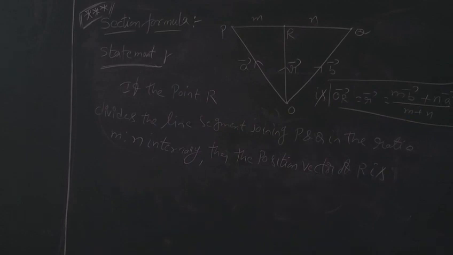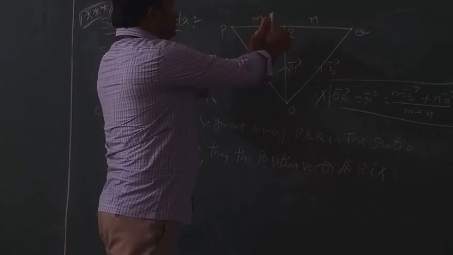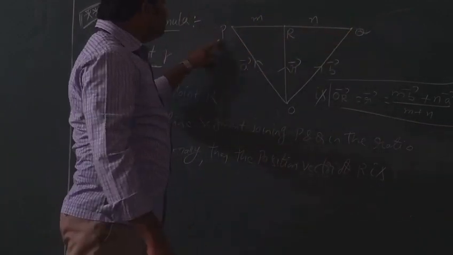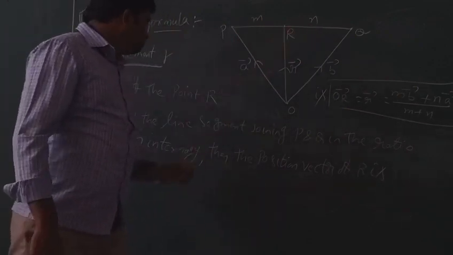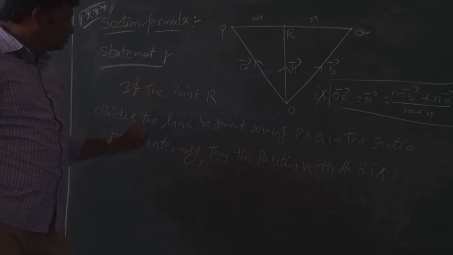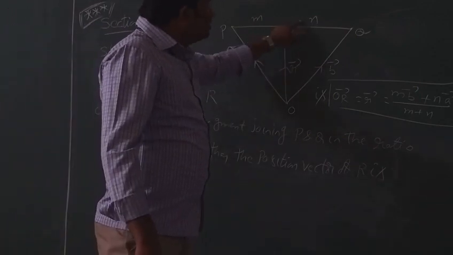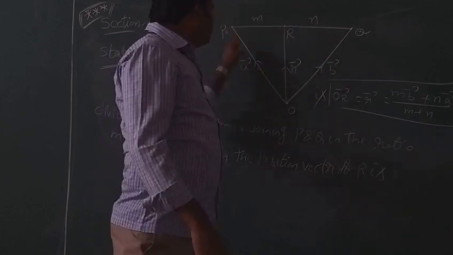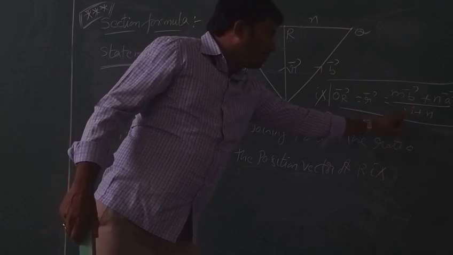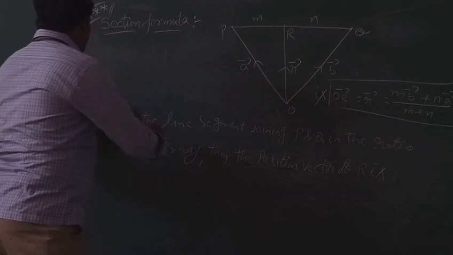Next, proof. Once you check this statement: if the point R divides the line segment joining P and Q in the ratio M is to N internally, then the position vector of the point R is R bar equals (M B bar plus N A bar) by (M plus N). This is the statement.